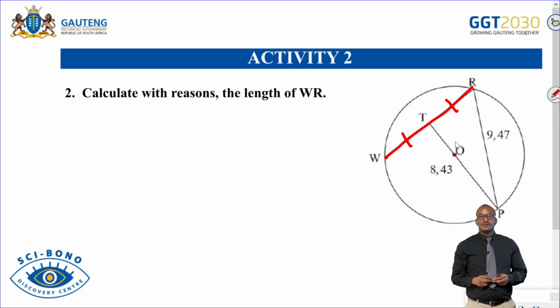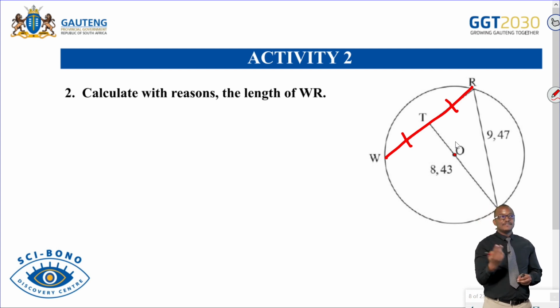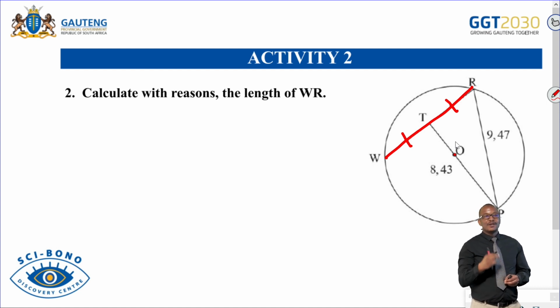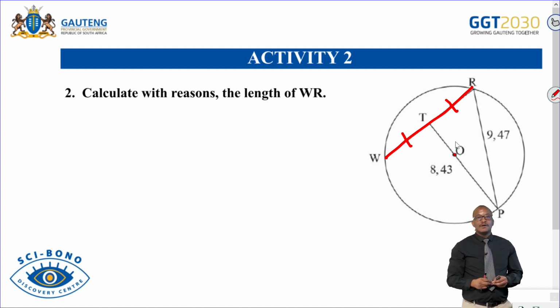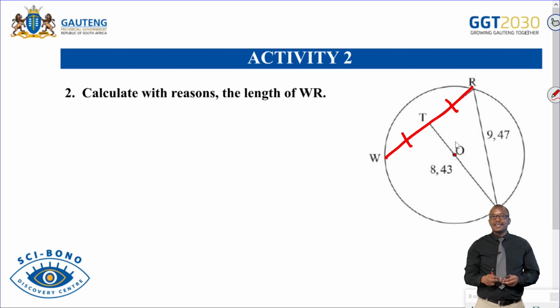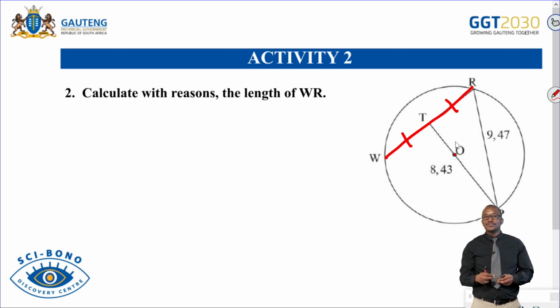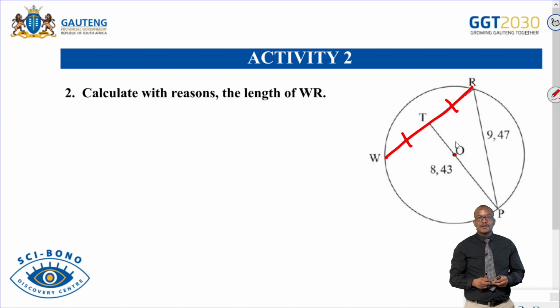It is given that WT and TR are equal. Then when we know that they are equal, we now have to calculate the length of WR. But how do we calculate the length of WR?